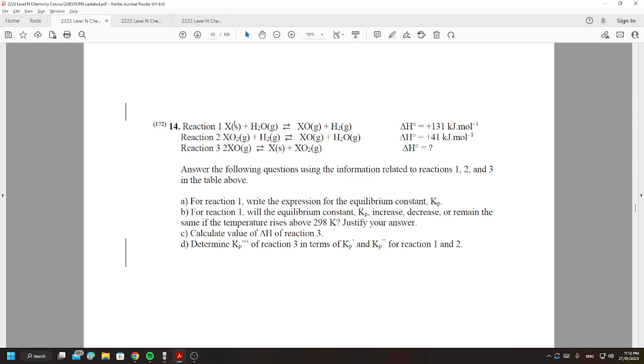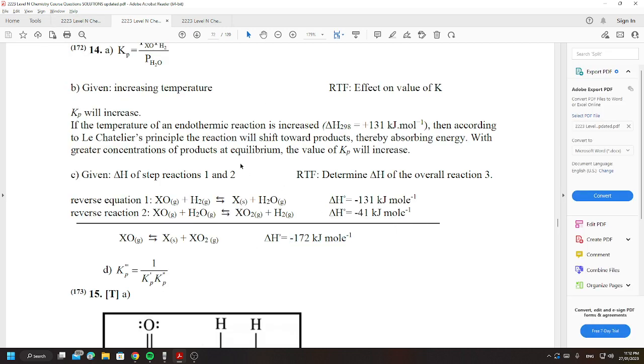Because if we reverse this and reverse this, it's going to be 2XO, and we're also going to have X solid on the product side, and we're also going to have XO2 on the product side. So when you reverse it, you're going to change the sign from positive to negative. So negative 131 plus negative 41. So it's just going to be negative 172 kilojoules per mole.